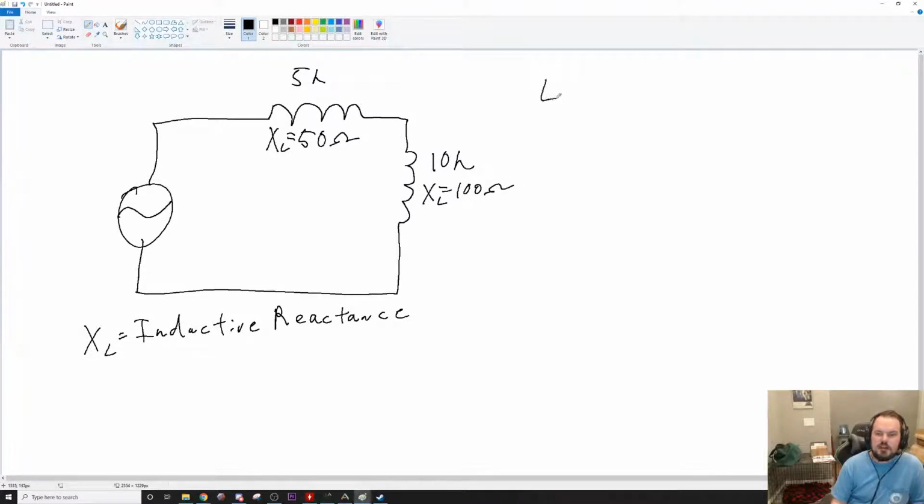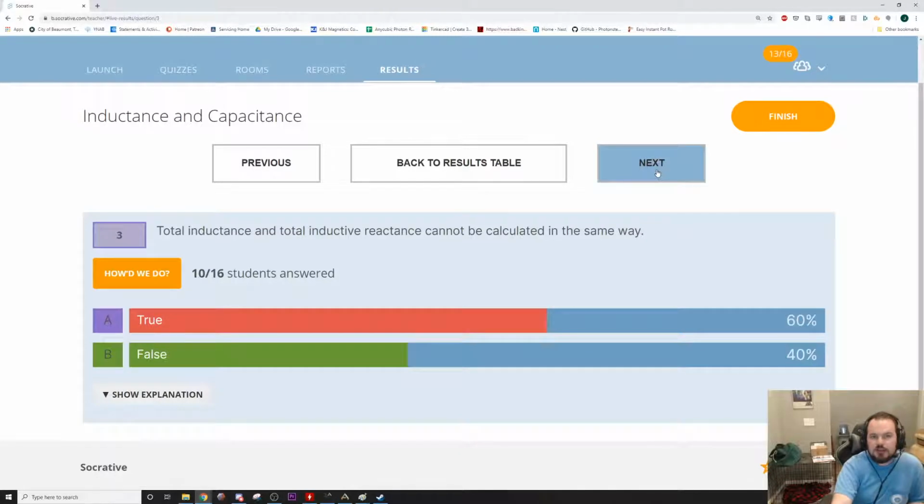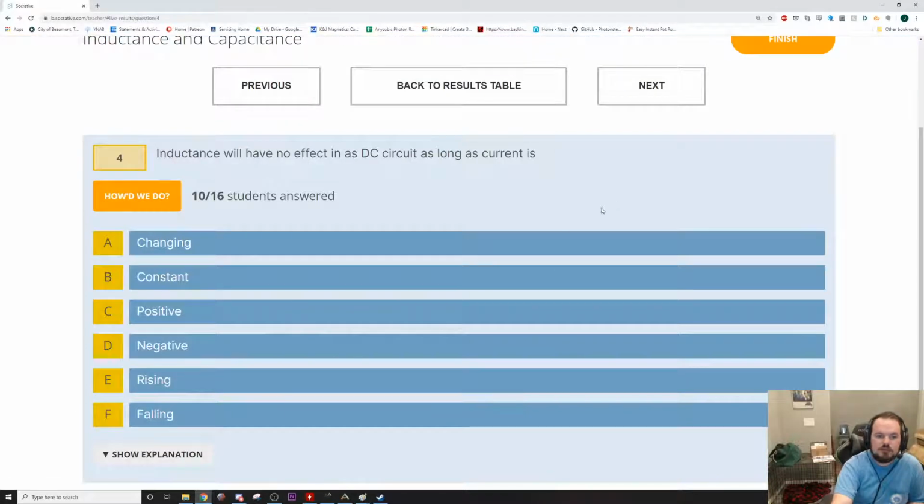To get L total, you just take L1 plus L2. To get X of L total, you take X of L1 plus X of L2. That's it. It's exactly the same. Capacitors are where things are different.